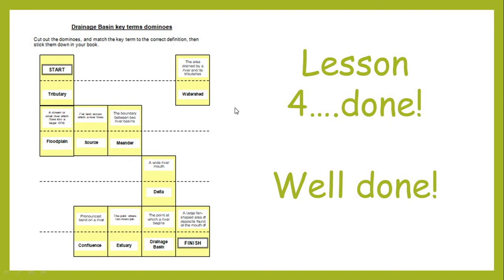Okay. Once you've done that, that's lesson 4 done and dusted. We're going to start looking at flooding in more detail over the next few lessons. So sticking with the water theme.